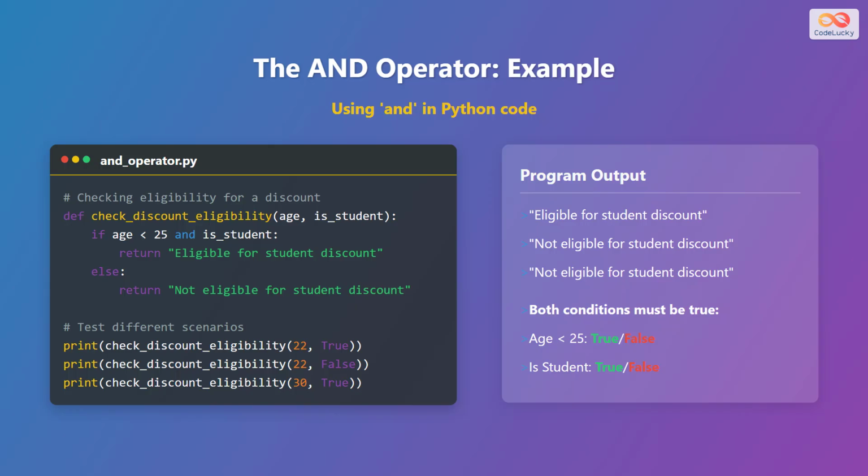When the age is 22 and isStudent is true, the output is eligible for student discount. When the age is 22 but isStudent is false, the output is not eligible for student discount, because the age is less than 25, but the student condition is not true. And when the age is 30 and isStudent is true, the output is not eligible for student discount, because the student condition is true, but age is not less than 25. So both conditions must be true to be eligible.